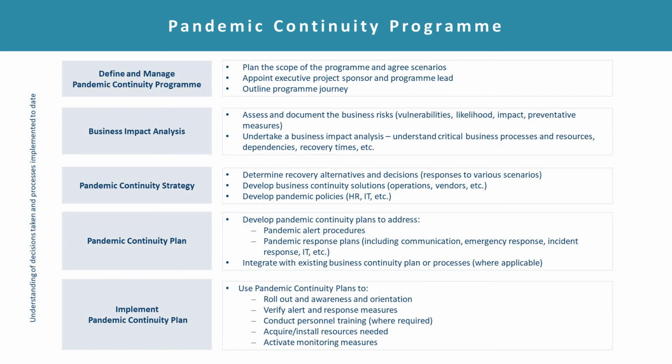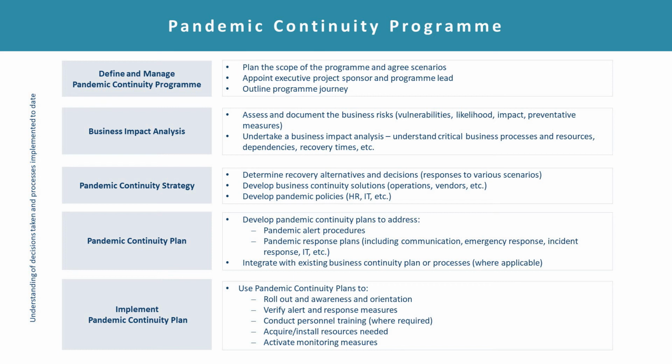How we go about putting together a pandemic continuity plan is to use the same methodology as Denise discussed earlier. But this time, we look at just one type of disaster, a pandemic. First and foremost is to understand what has been done up to date within the organization, understand the decisions that have been made, and the processes that have been put in place. If nothing is in place, then this is also an opportune time to define these and make sure that they're put in place.